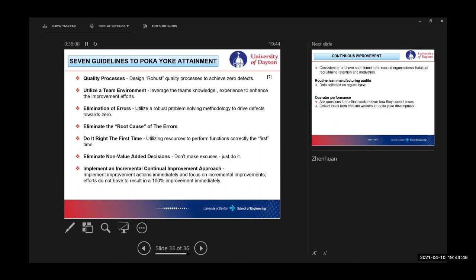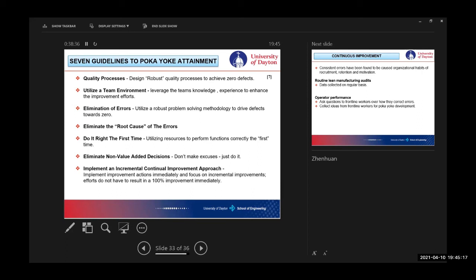There are 7 guidelines to Pokeyoke attainment. The first is quality processes. For this, you need to be able to think of different processes that may fit what you are doing and try different ways of doing something in order to improve a process. The second is to utilize the team environment. Communicate with frontline workers in order to find the best solution for a problem.